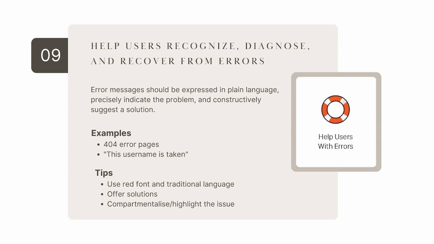So this will be things like if you forget your password, you've got a forgotten my password button. If you're signing up for something and your username's already taken, it will say this username's taken rather than letting you try to work out what's going wrong and why you can't sign up. So you want to use red font, traditional language, recognizable language, offer solutions, and often you can compartmentalize and highlight the issue.